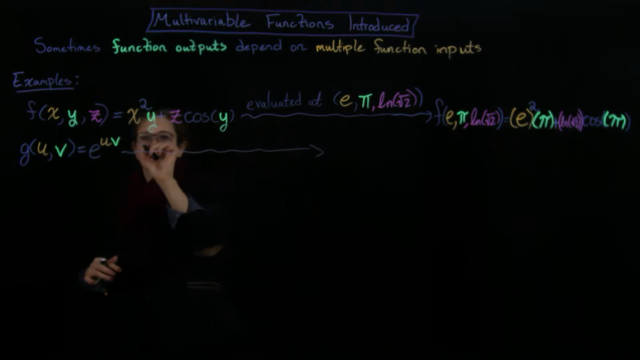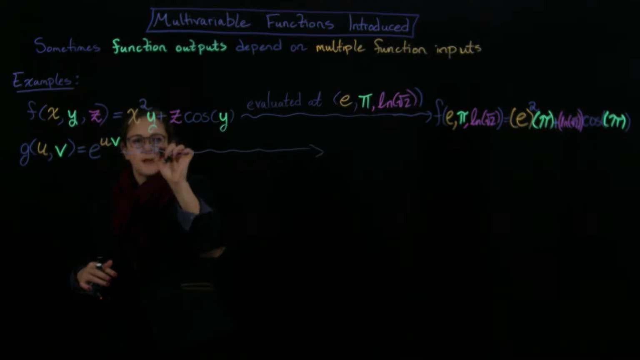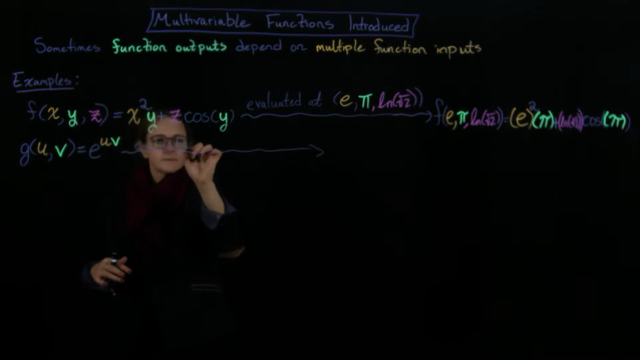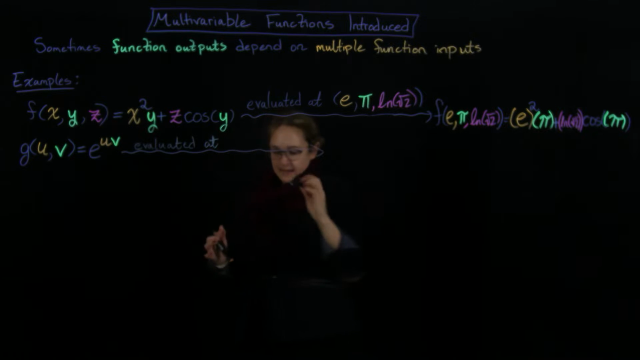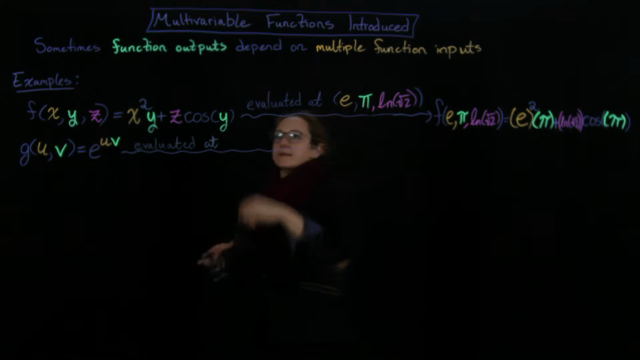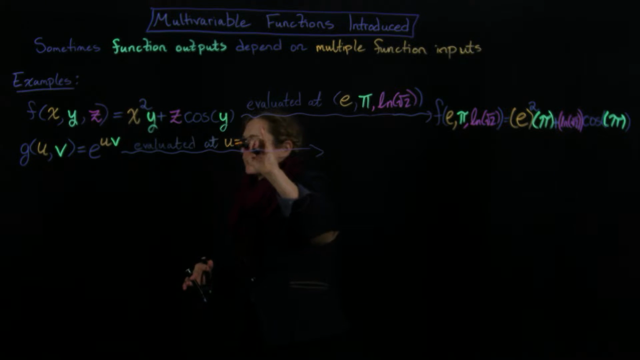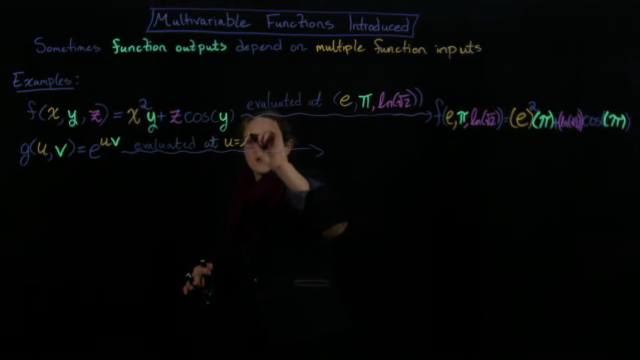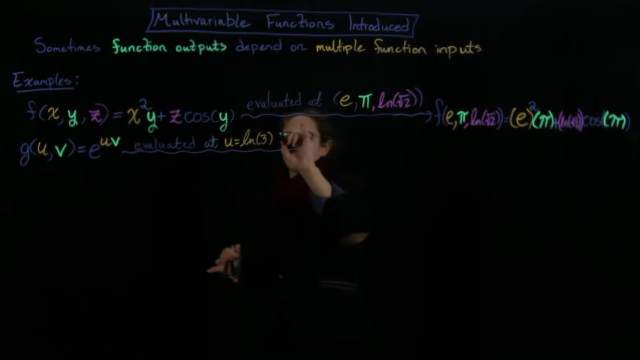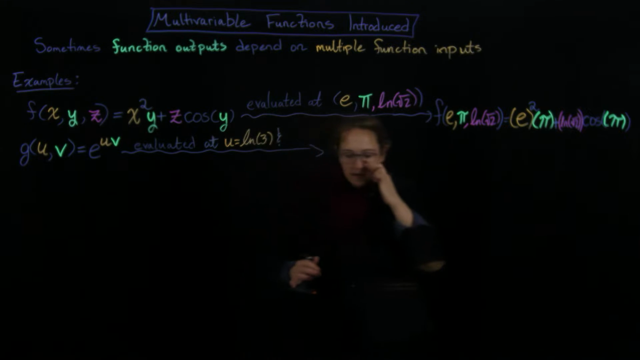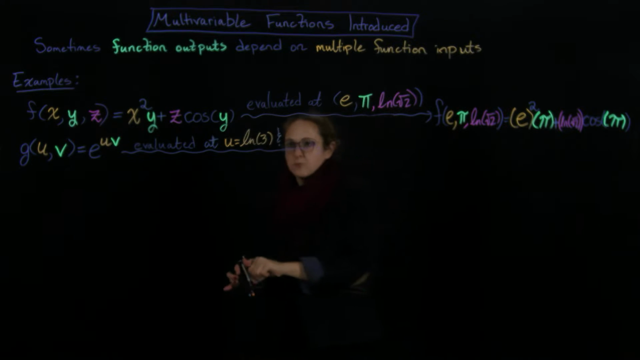Now I'm going to evaluate it at, and I'm going to write this a little bit differently. I'm going to write this as u is going to equal the natural log of 3, and v is going to equal -2.